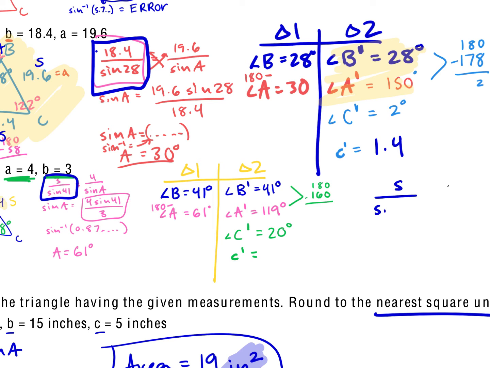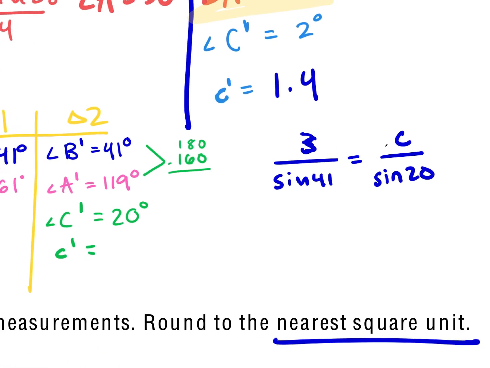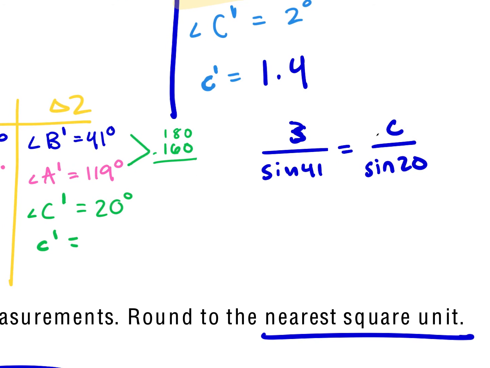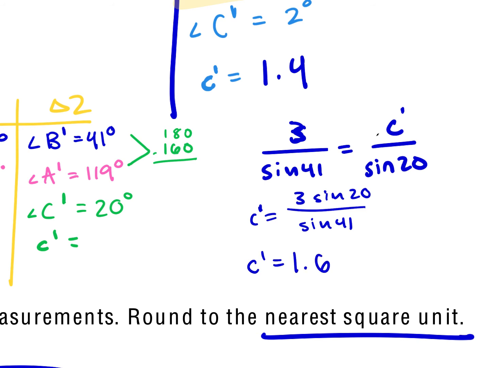So I have 3 over sine of 41 is equal to C over sine of 20. Cross multiply and divide. So this is C prime that we're finding now, which is 3 times sine of 20 over sine of 41. So what do we get for new C? Awesome, 1.6.